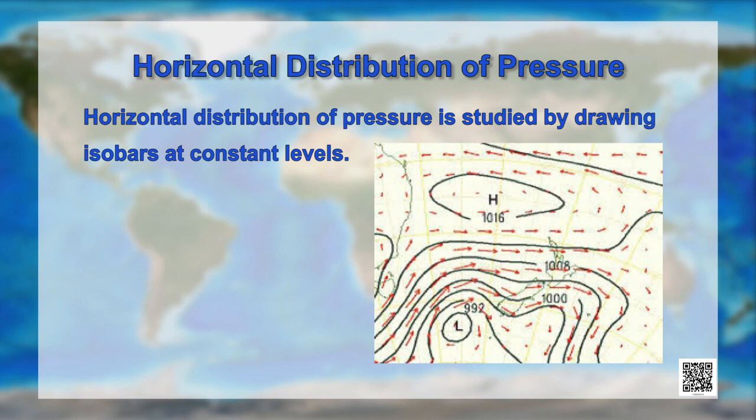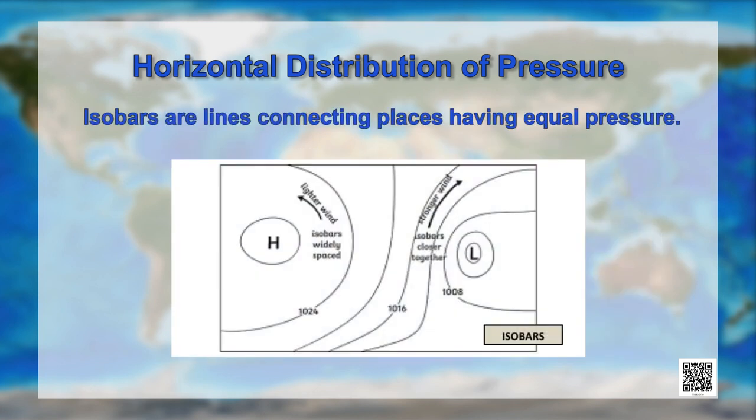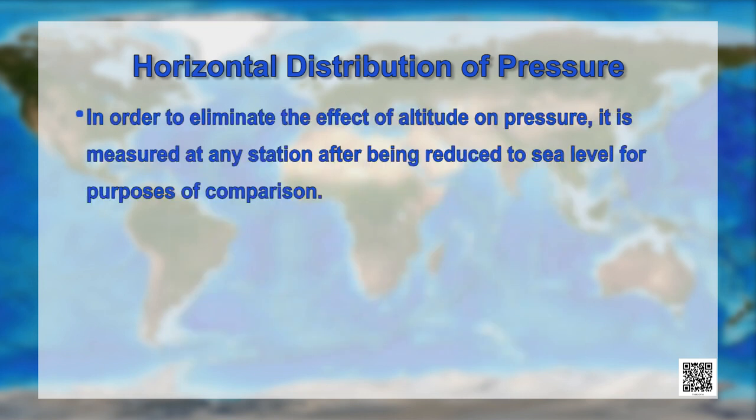Now we will talk about horizontal distribution of pressure. Small differences in pressure are highly significant in terms of the wind direction and velocity. Horizontal distribution of pressure is studied by drawing isobars at constant levels. Now, what are isobars? Isobars are lines connecting places having equal pressure. In order to eliminate the effect of altitude on pressure, it is measured at any station after being reduced to sea level for purposes of comparison.